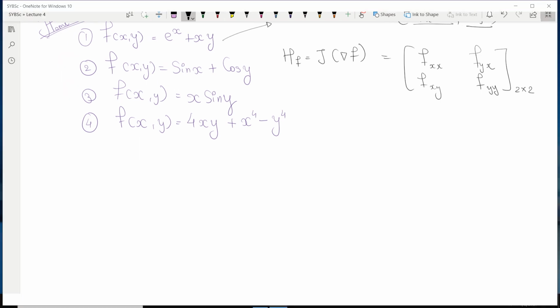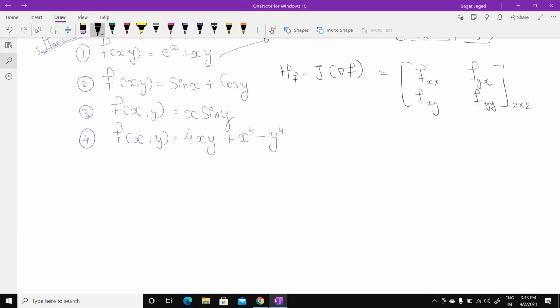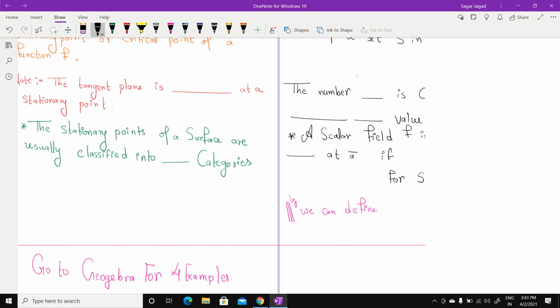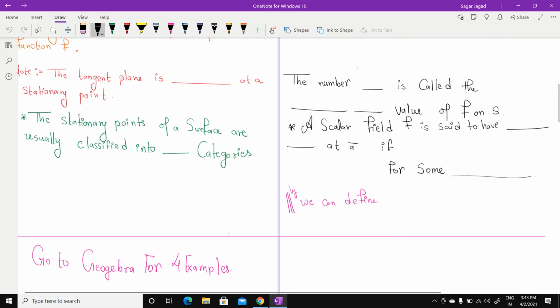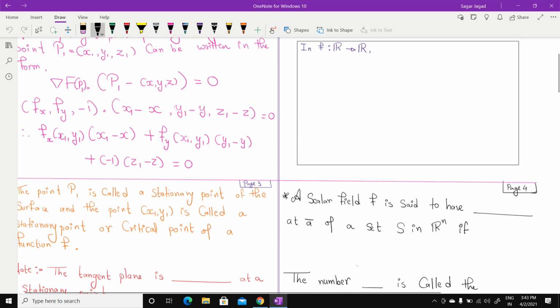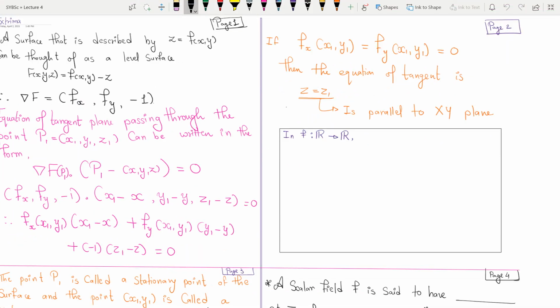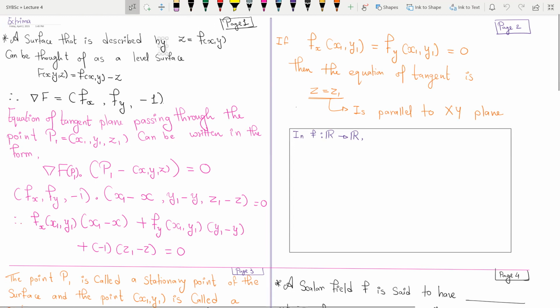Now we'll be learning one more new topic. Let me just change my page. Now we'll be learning about extrema. I know you guys have learned about it prior to this, when you were in 12th, but for f from R to R.